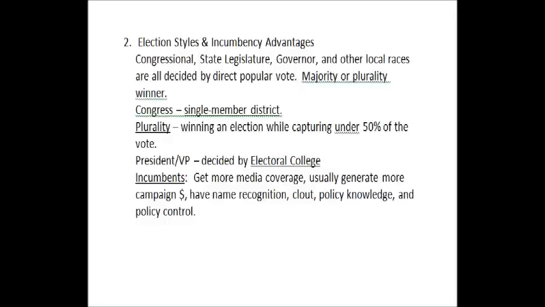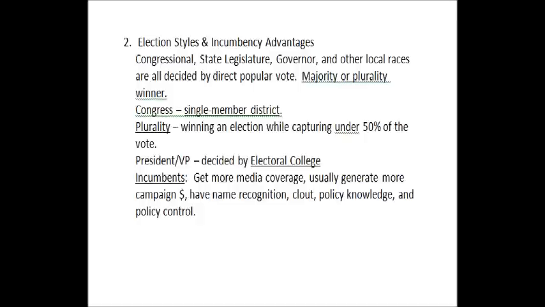Most elections in the United States, including those for Congress, state legislatures, or governor, are decided by direct popular vote, in which the winner wins by either getting a majority of the votes or receiving a plurality. This is receiving less than 50% of the vote, but still beating your opponents in an election of more than two candidates. In Congress, each member is elected to a single-member district, meaning each congressional district has only one representative. The president and vice president, however, are selected by the Electoral College.